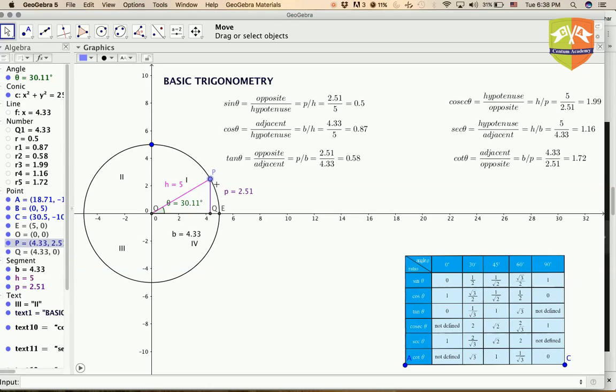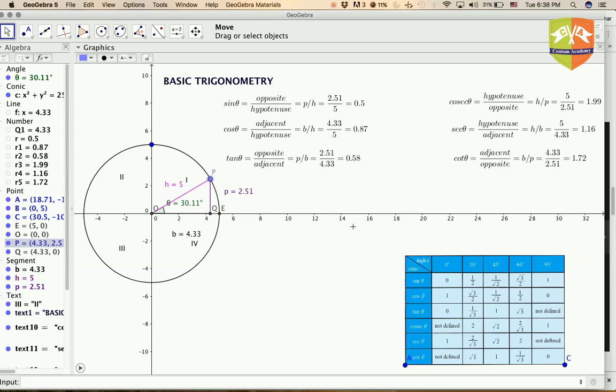Coming back to the triangle POQ, we have three sides OP, PQ, and QO, so basically P, B, and H. Taking two at a time, if I take P by H, I get one ratio. In this case, the length of P is 2.51, B is 4.33, and hence the ratio is 2.51 upon 5. Similarly, we can have B by H, P by B, H by P, H by B, and B by P. We have provided six names to these ratios: sine theta, cos theta, tan theta, cosec theta, sec theta, and cot theta.